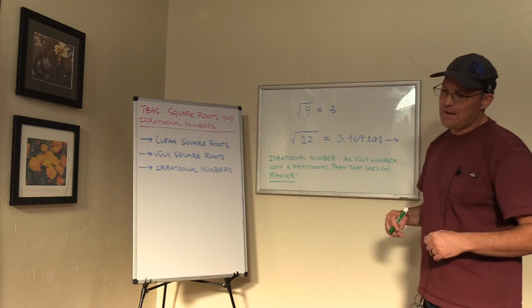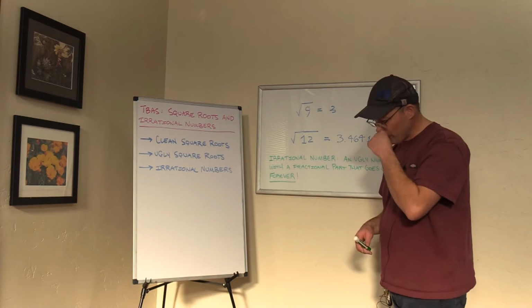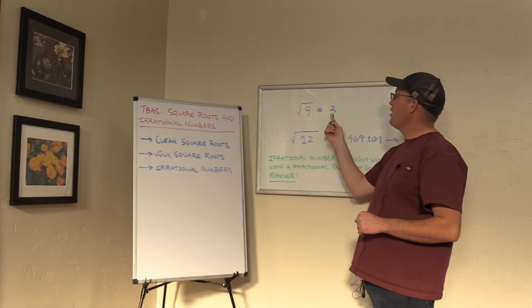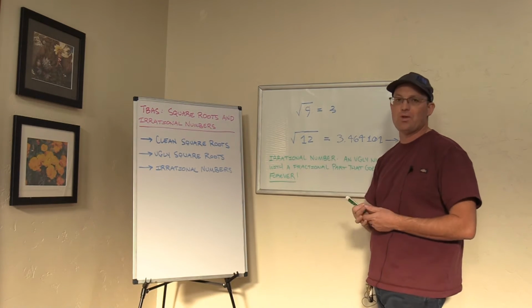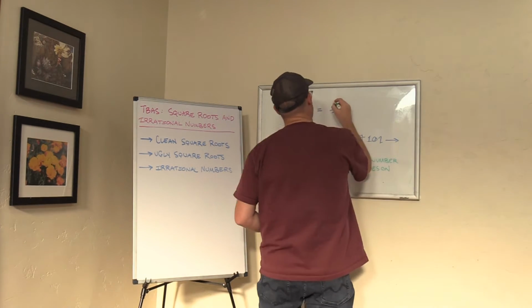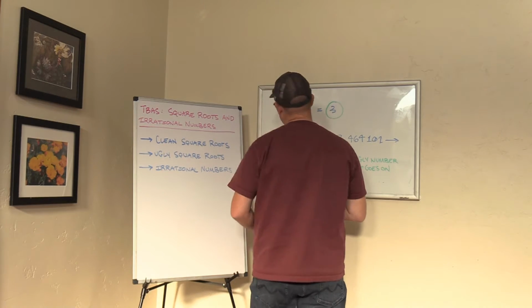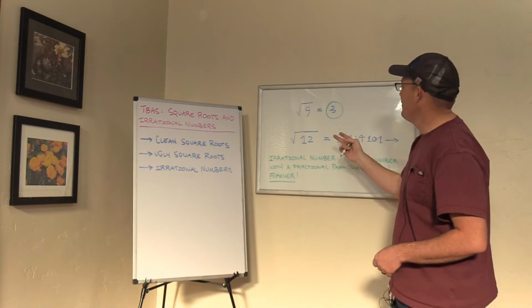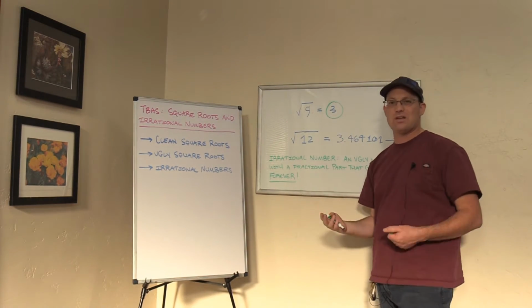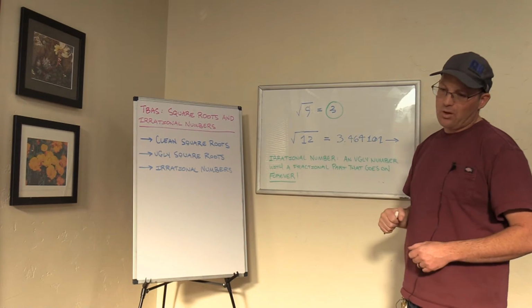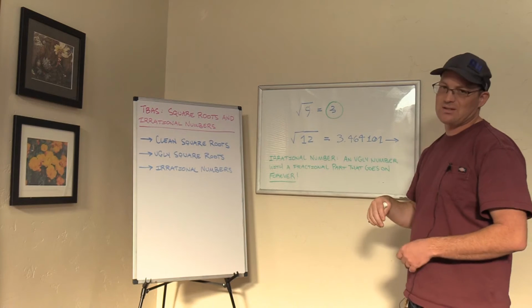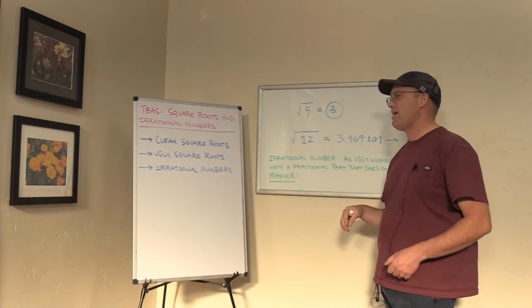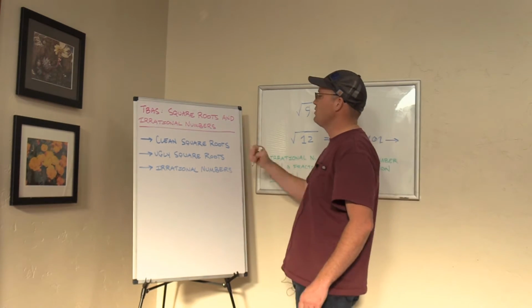So let's go talk about square roots for a minute. This is what I call a clean square root. If you can take the square root of a number and get a nice whole number with no fractional part, what we call an integer or a whole number, that is a clean square root. We like clean square roots. They're easy. The square root of 4 is 2. The square root of 9 is 3. The square root of 16 is 4. The square root of 25 is 5. Those are all clean square roots.